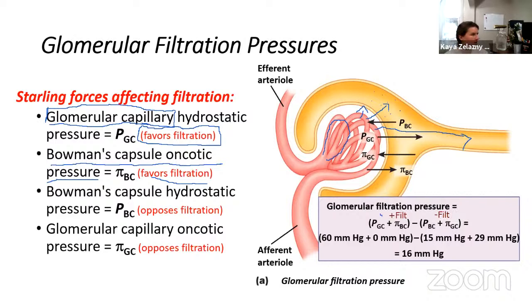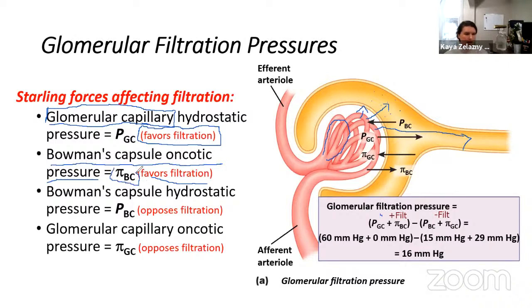So if we look at what we're doing in this equation, we'll note that this first force is our glomerular capillary hydrostatic pressure, which is PGC. All right, so that's about 60. That's the highest number that we have in this equation. So we know that the pressure of blood in those glomerular capillaries is really the main driving force for filtration into our nephron.